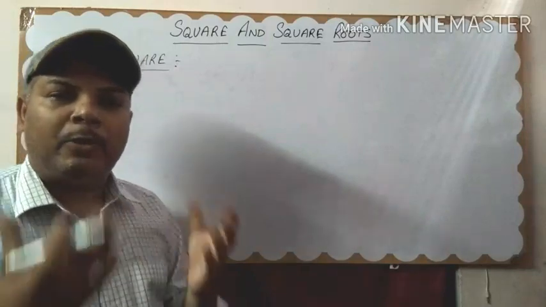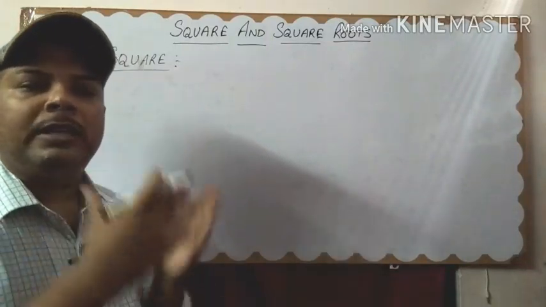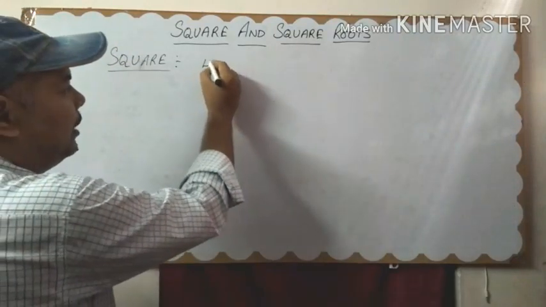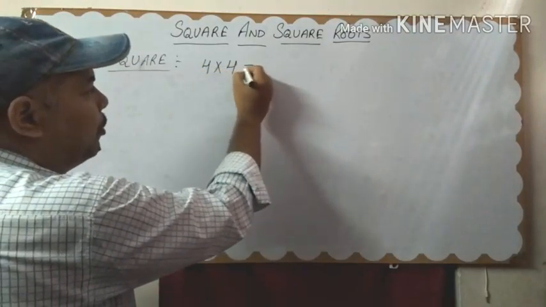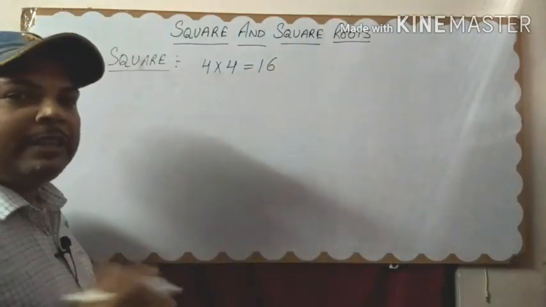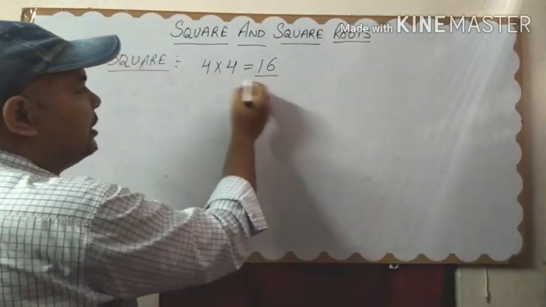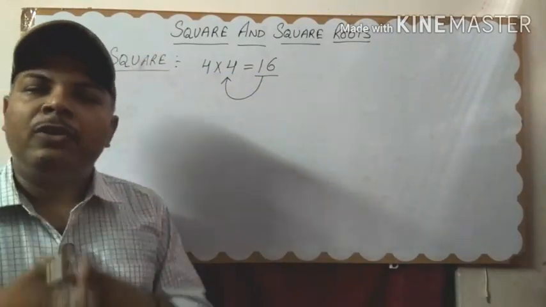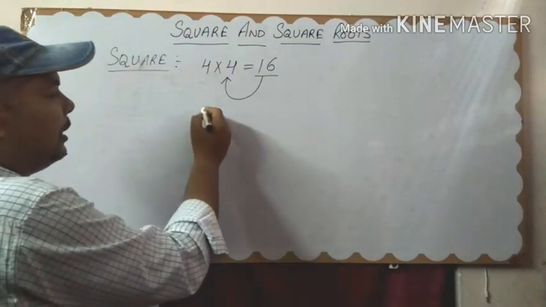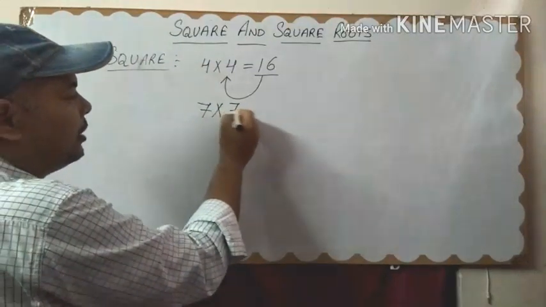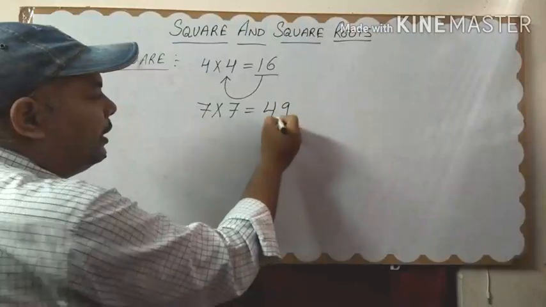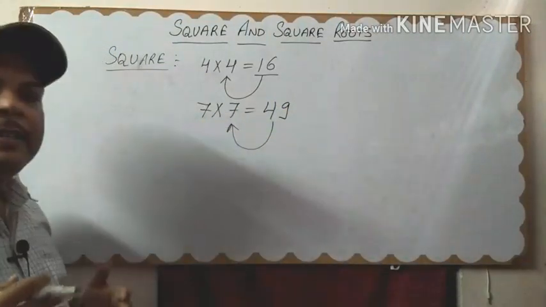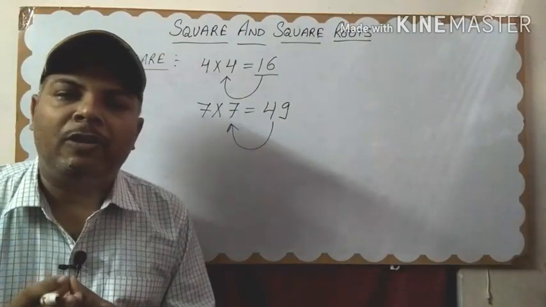then we get the product. The product is called the square of the given number. Like this, suppose we multiply 4 by 4, the product will be 16. So we can say 16 is the square of 4. Suppose we multiply 7 by 7, we will get 49. Then we can say that 49 is the square of 7.